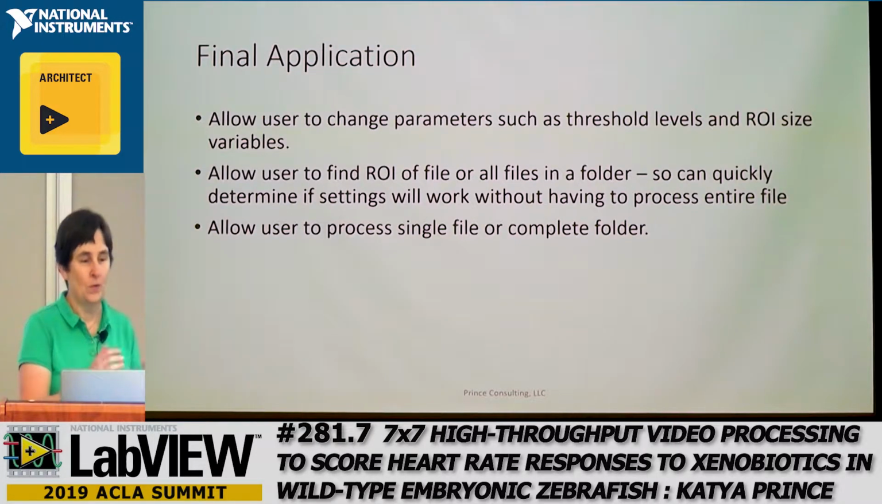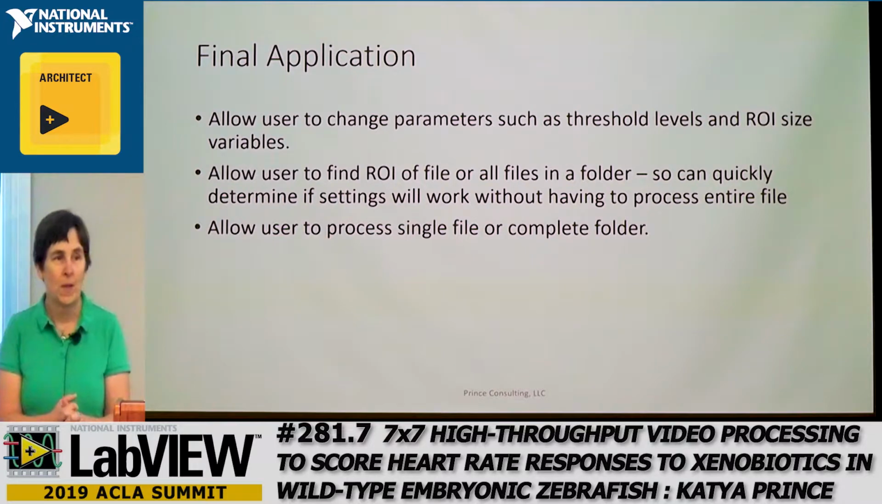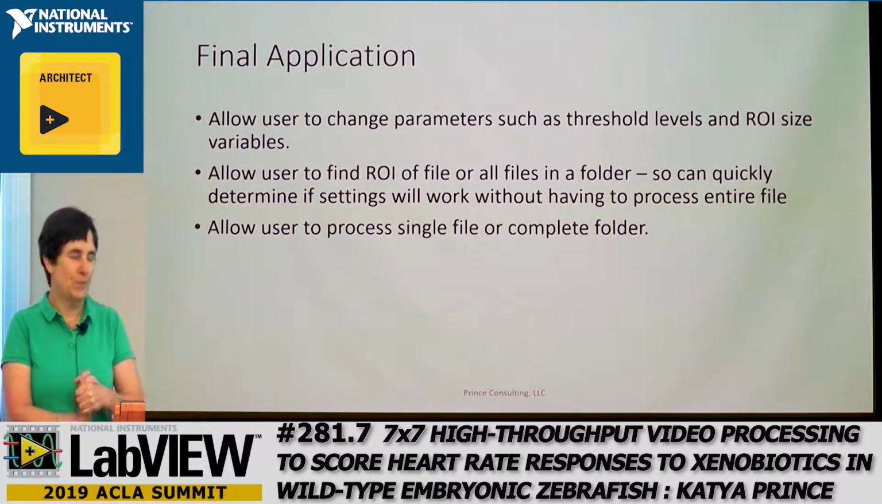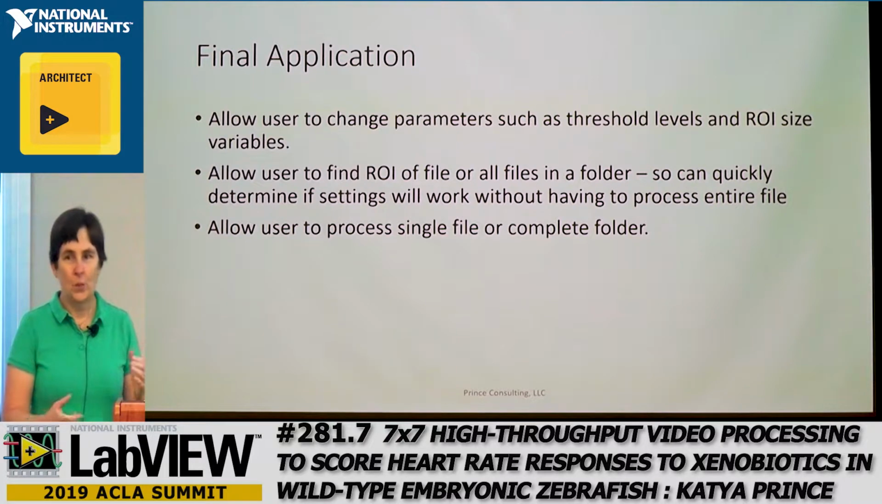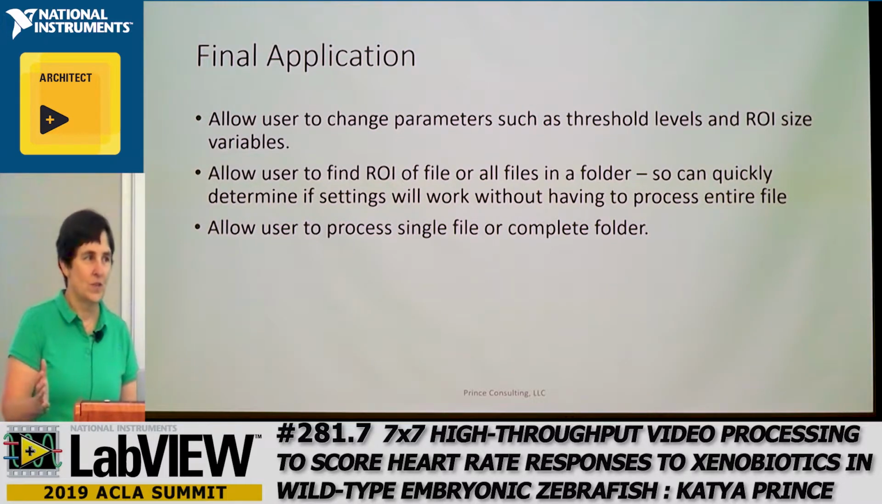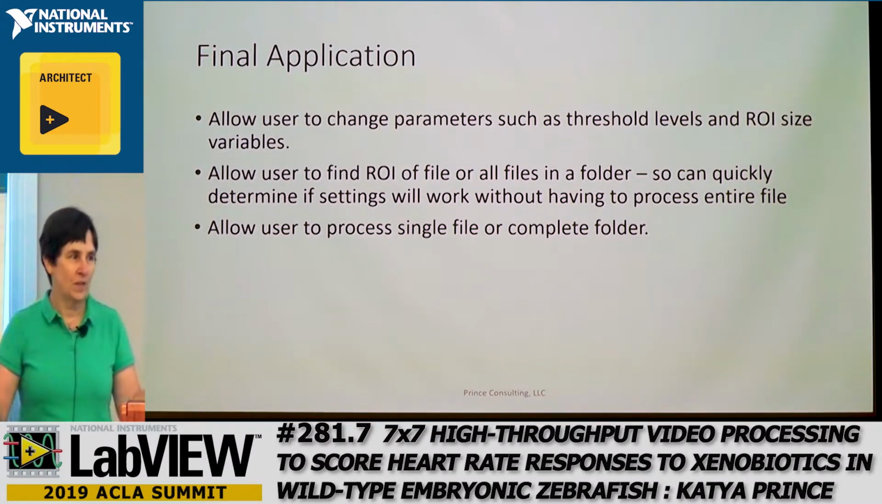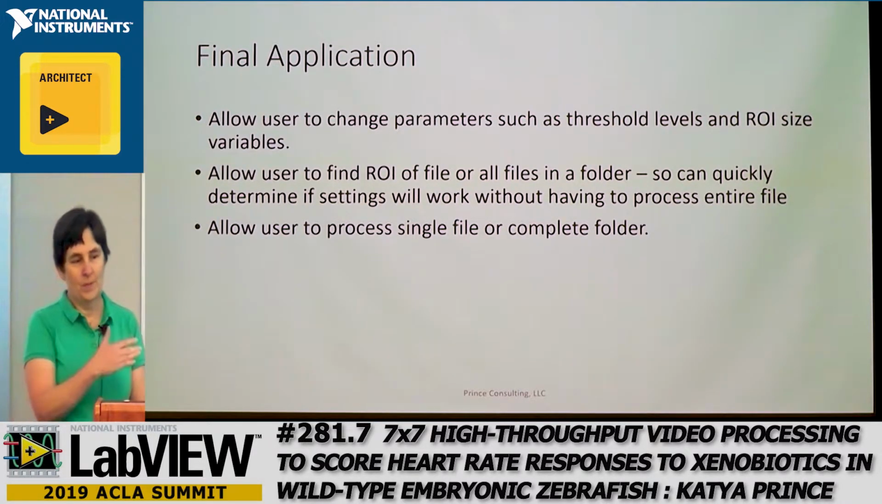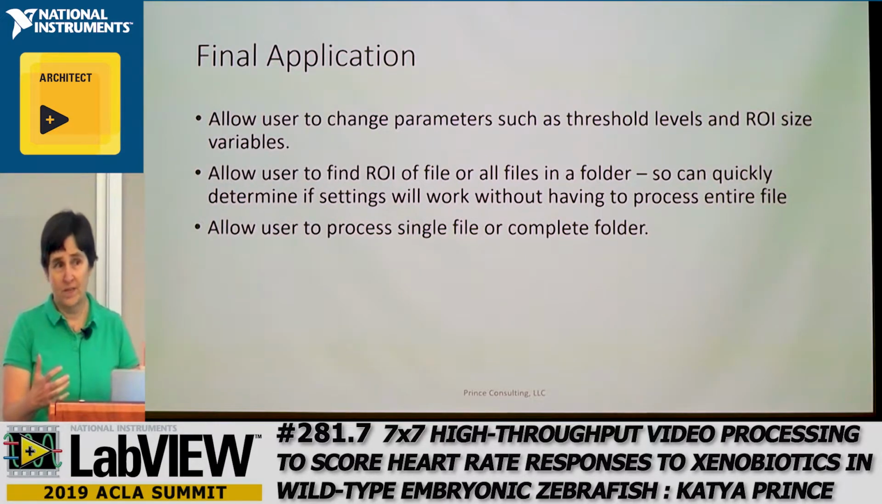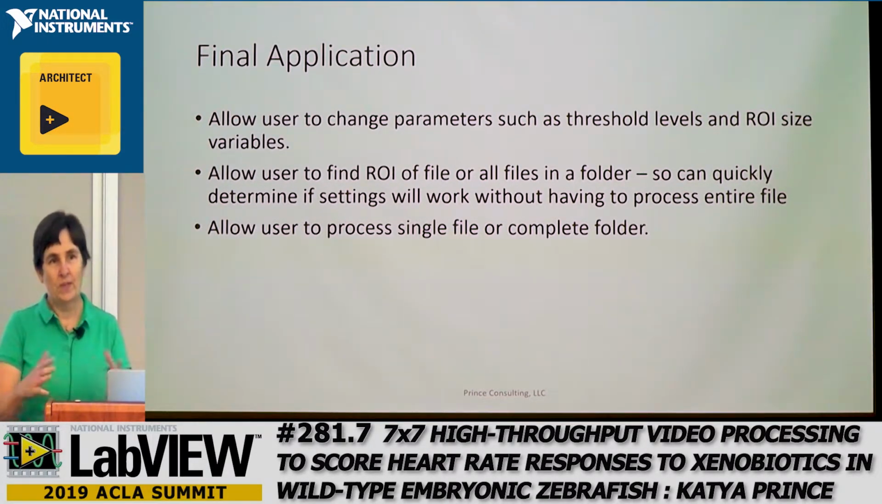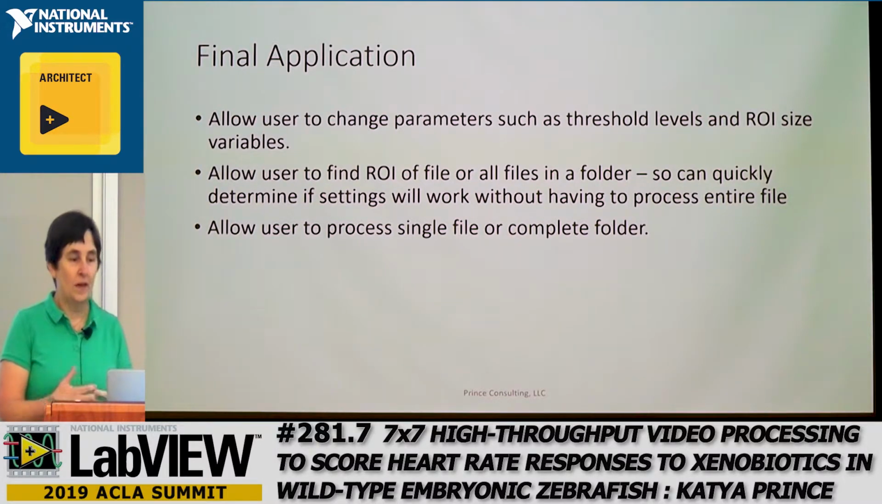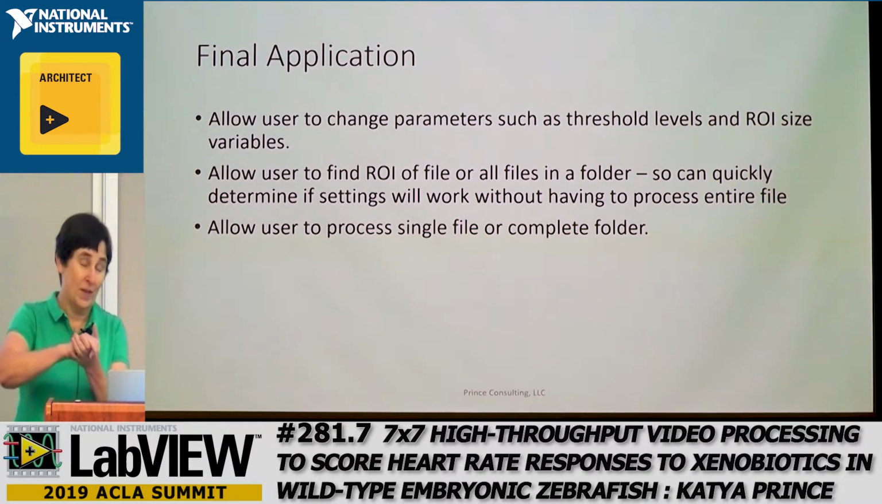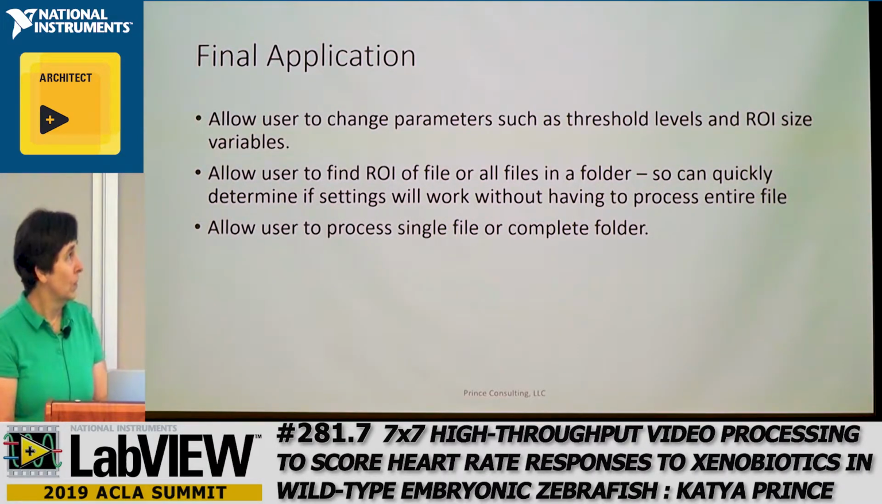I think that's it. Oh, no. So, yeah, the final application that I put together for them increased the speed tenfold easily. Because what I could do is I could basically allow them to bring in a single image, try to calculate the region of interest, and if it was no good, they didn't have to process the entire file. I ended up letting them have access to some of the different parameters to change the size of the region of interest, to change threshold levels based on the images that they had coming in. And then allow them to also create a process all, for all the images in a file, a folder, or a single one at a time.